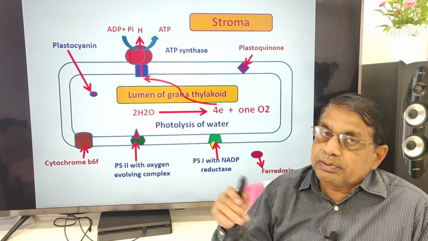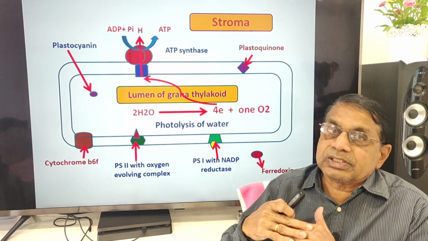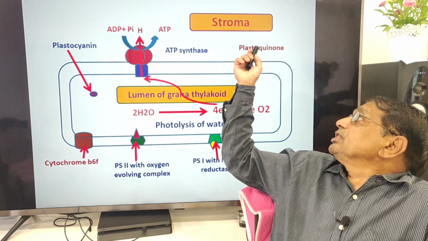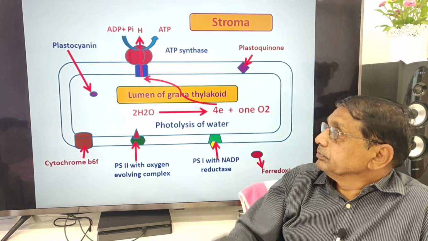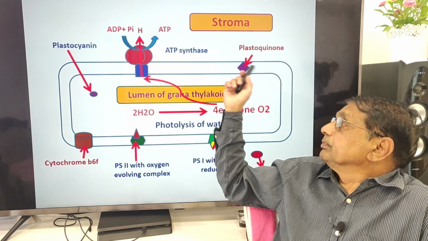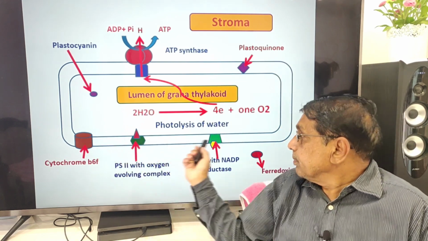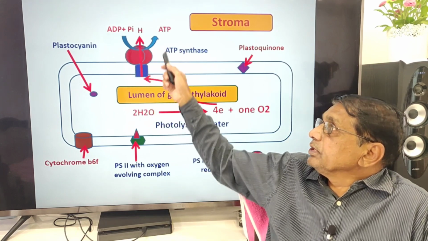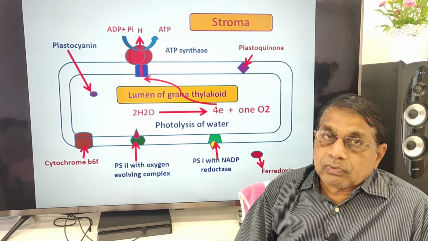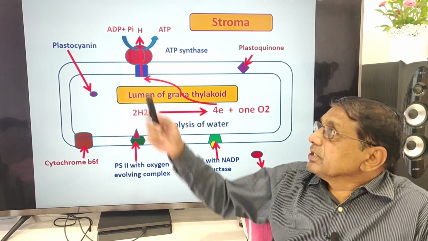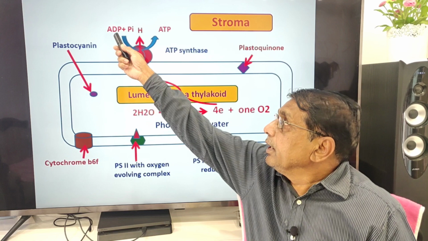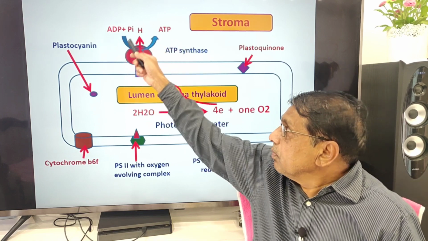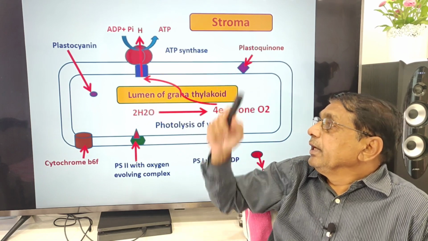This photosystem is mostly present in the stroma thylakoids, though some are present in the grana thylakoids also. Then this is plastoquinone. These are all present in the membranes. And here are the ATP synthase molecules, which catalyze the synthesis of ATP from ADP and phosphate. This is called phosphorylation. This entire molecule is ATP synthase.